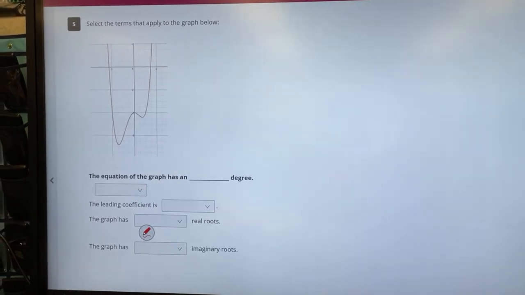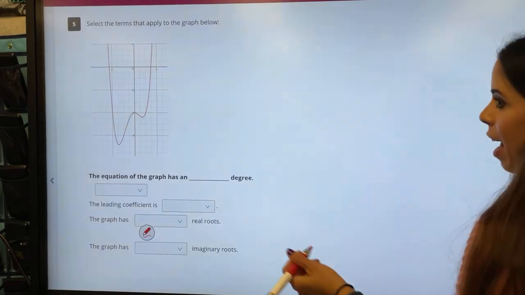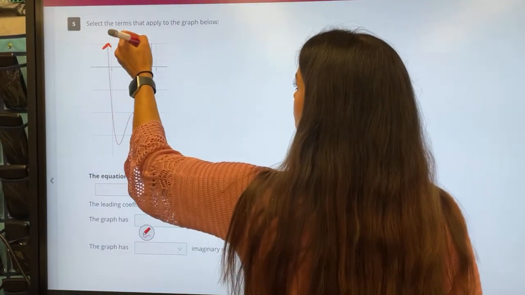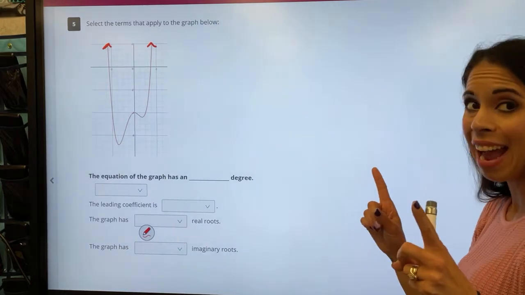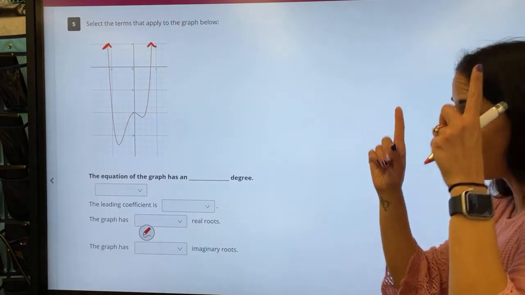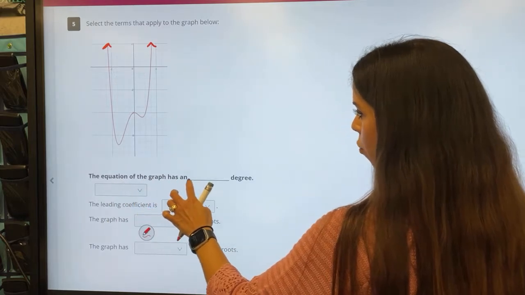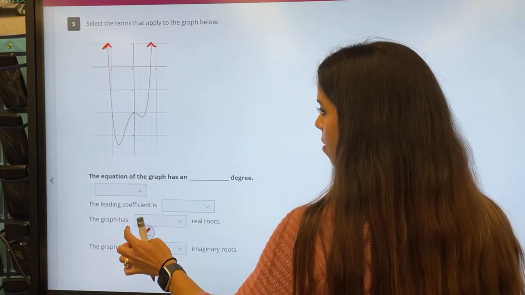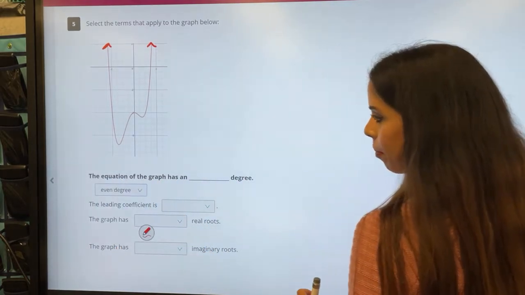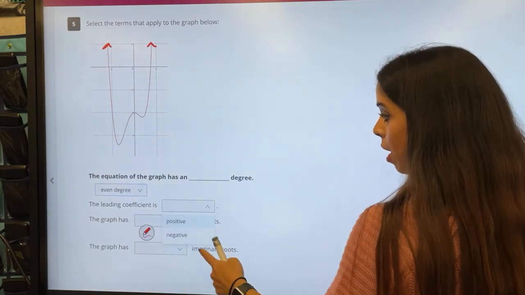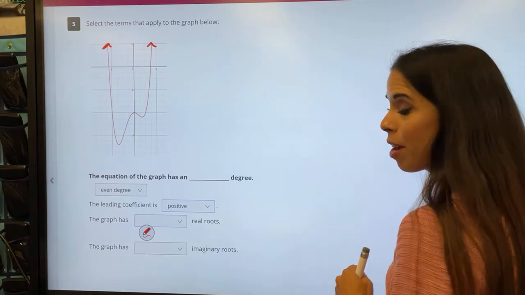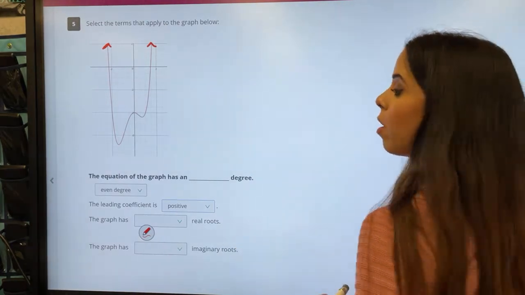Okay, it says select the terms that apply to the graph below. So I see the end behavior both going up, so that tells me it's even and it's positive because we're facing up. So the equation of this graph has a blank degree. It's got to be an even degree. The leading coefficient, well, because it's facing up, it should be positive. If it were negative, both would be facing down.